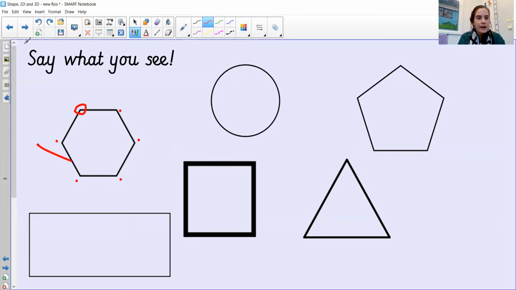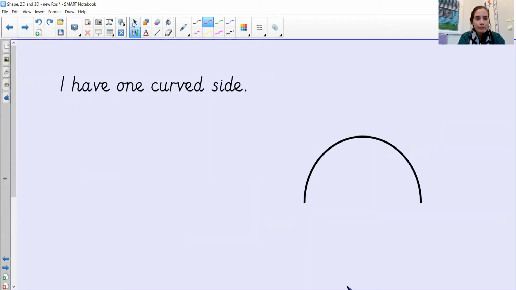Let's move on. Okay, so this next part of the lesson is really exciting. So you can get a bit of pen and paper. So pause the video if you need to do that now. And you're going to have a description and you're going to have the beginning of a shape drawn for you. And what you're going to have to do is complete the shape. So pause if you need to.